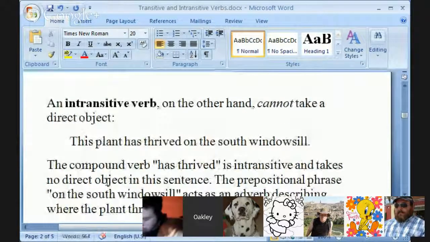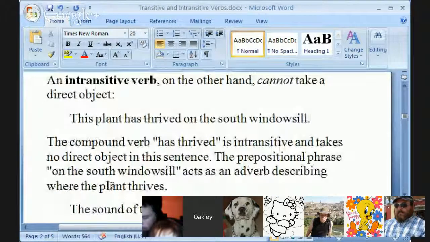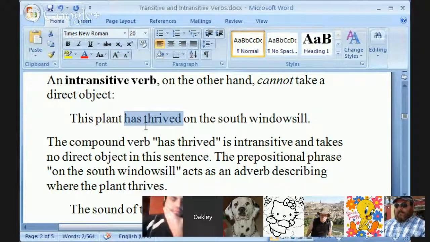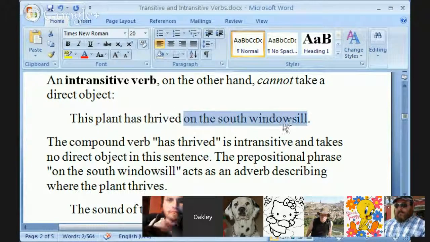That's it. Now, let's examine the intransitive verb. On the other hand, it cannot take a direct object, a noun. For example, all right, this plant has thrived. Nice present perfect tense verb. Where? Oh, it's answering the question where, on the south windowsill. All right, very good.